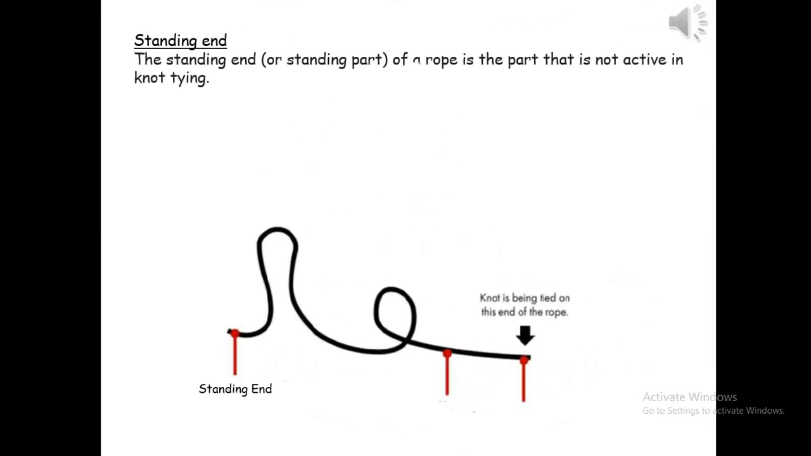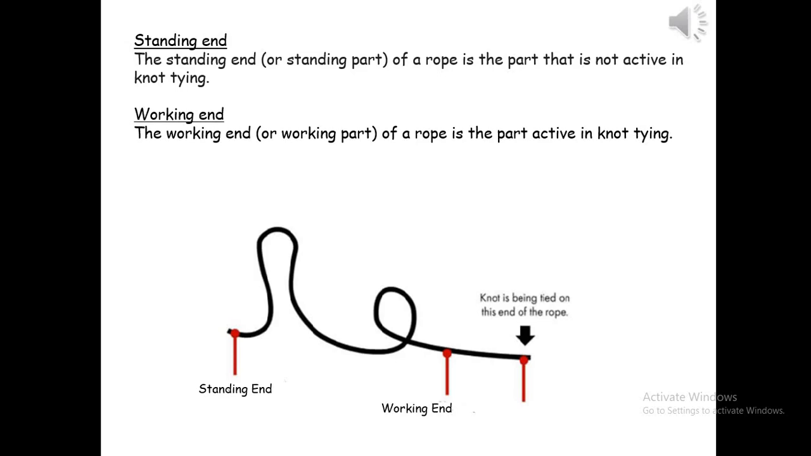Standing end. The standing end, or standing part, of a rope is the part that is not active in knot tying. Working end. The working end, or working part, of a rope is the part active in knot tying. Tail end. The last portion or lowest part of something.